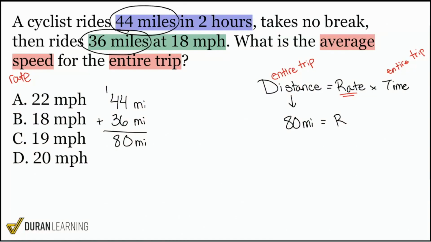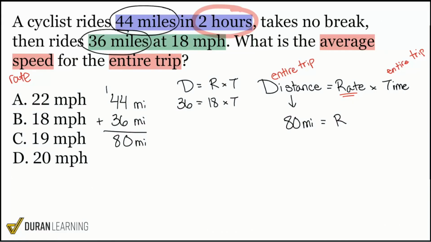But now we need the total time. So here's where a bit of an issue occurs. Sure, we have 2 hours for the first part of the trip, but we are not given the time for the second part. Everyone, can we find the time for the second part, given that we have the distance being 36 miles and the rate being 18? Are we able to find that time period? Absolutely, right? We just have to divide both sides by that 18.